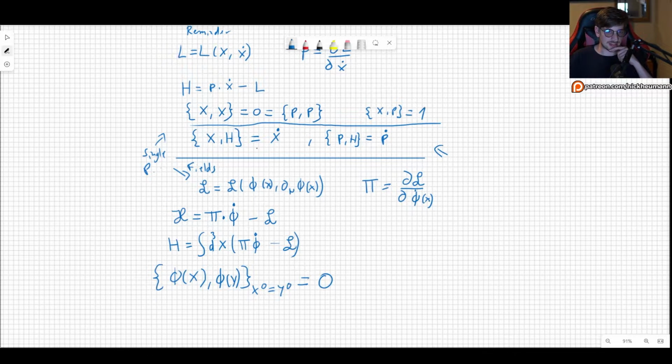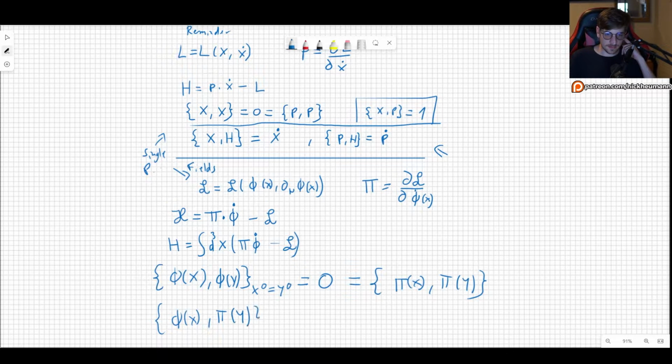This is the equivalent to x and x, for example. And this also has to be the same for pi of x and pi of y. And now we are going to have the equivalent of this one right here. If we have phi of x and pi of y, of course all of this is at equal time, so x0, y0. Now it has to be 1 if our coordinates are the same, but it has to be 0 if they are different. So that means simply this is going to be delta of x minus y.